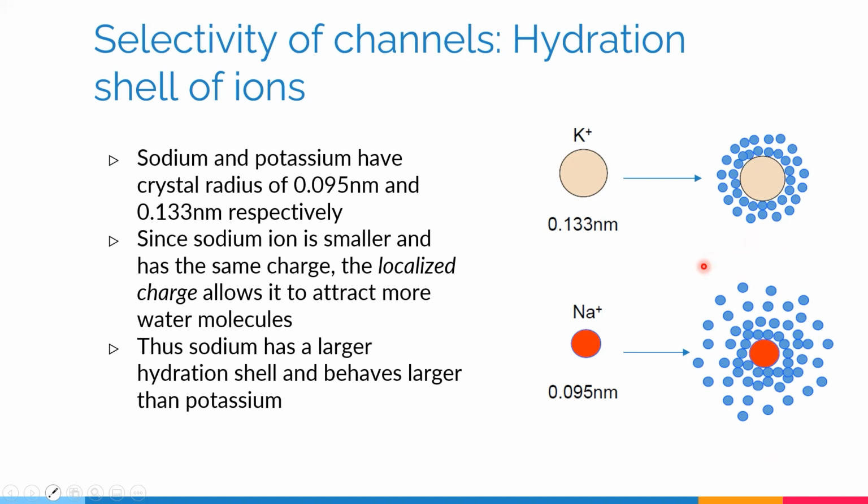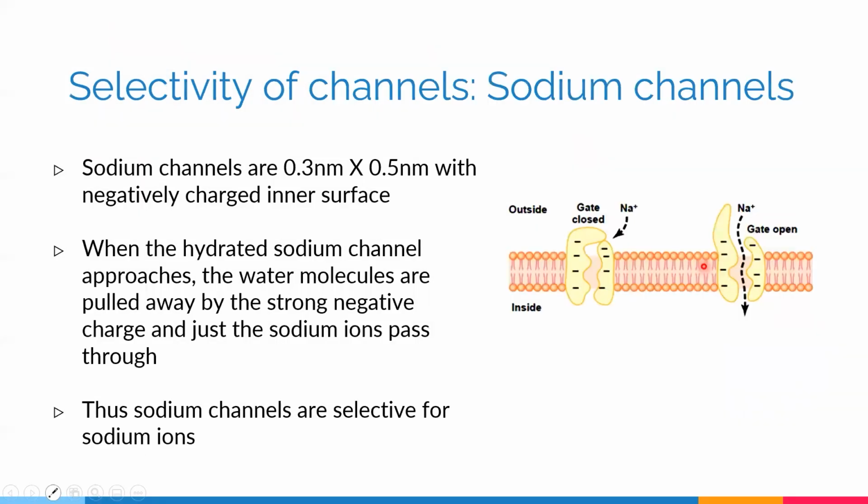So the question is, how does the cell use this particular characteristic of ions in order to distinguish them and allow the specific ions to pass through protein pore channels and prevent others? To look into the same, we will take the example of sodium protein channels. The sodium channel is only 0.3 nanometer by 0.5 nanometer big and has a negatively charged inner surface, which is shown right here.